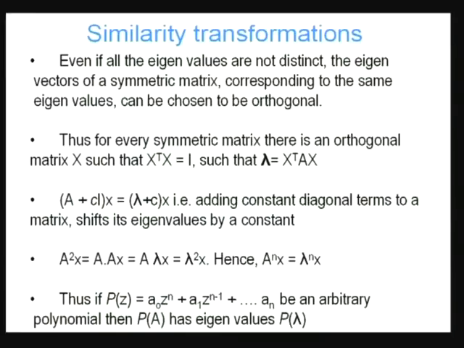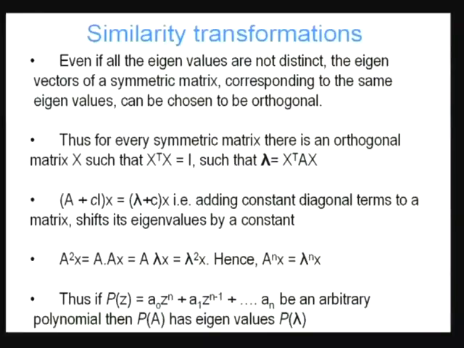Next, we want to see how the eigenvalues change if we perform certain simple operations on a matrix. For instance, we have an initial matrix A, and suppose we add the same constant scalar c to each of the diagonal terms of A. That is, we form the matrix A plus c I, I being the identity matrix. In that case, the eigenvalues of A just get shifted. That is, instead of the eigenvalues remaining as lambda, the eigenvalues become lambda plus c. So adding a constant to the diagonal terms just shifts the eigenvalues by the constant c. So that's one property of eigenvalues.